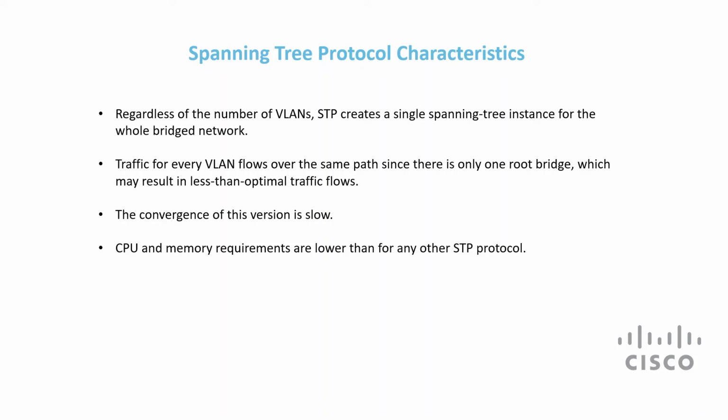I'll start with the original STP. It's defined by the IEEE 802.1d standard and is also known as Common Spanning Tree, CST. STP was designed to support a single spanning tree instance for the entire bridge network. This can cause slow convergence and less than optimal traffic flows. If you have a small, simple network, STP may be all you need.